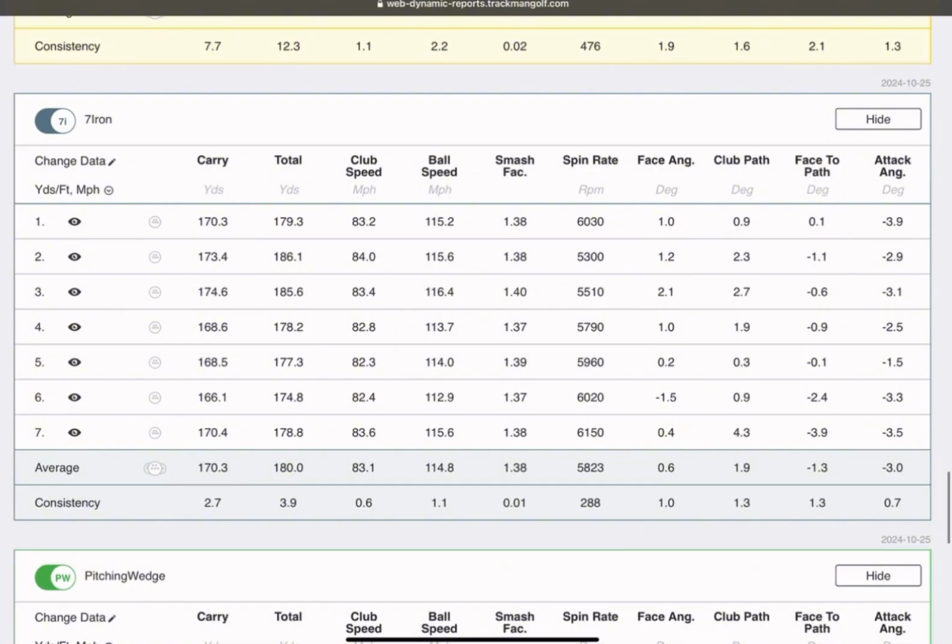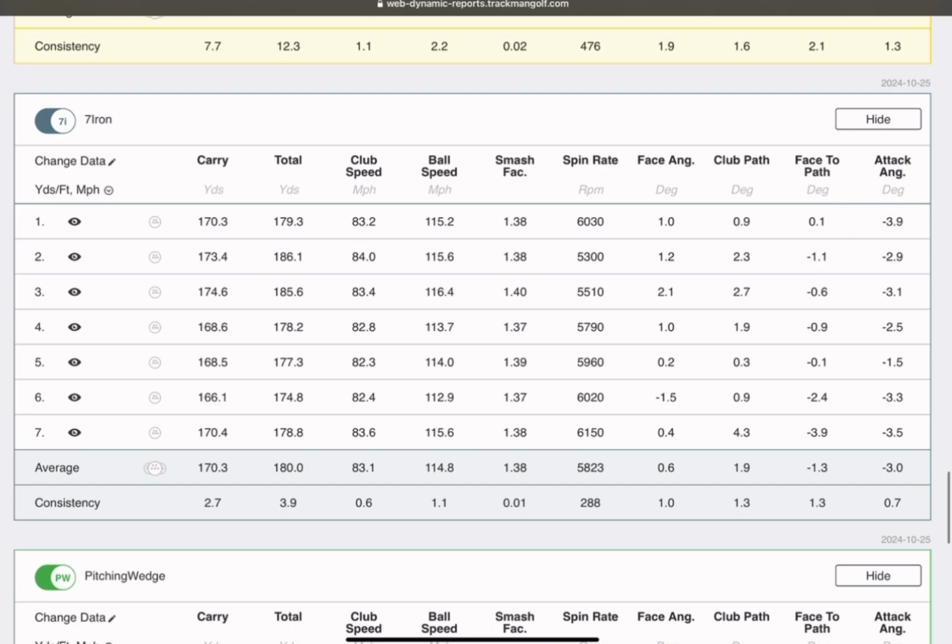So where you see a minus number for face to path, you are going to see the ball likely fade. When you see a positive number like that one in the face to path, you're going to see more of a draw shape. Obviously, the bigger the number, regardless if it's minus or positive, the more curvature you're going to see. But that's sort of what we are expecting to see with those numbers. And again, that's just where it gets a little confusing.